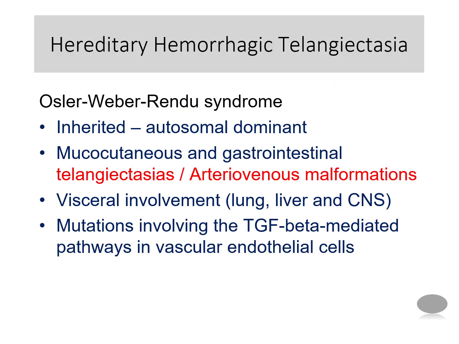So I'll discuss several entities that could have skin manifestations. And we'll start with hereditary hemorrhagic telangiectasia, also called Osler-Weber-Rendu syndrome. This is a disorder that's inherited as autosomal dominant. They have skin, mucous membrane, as well as gastrointestinal telangiectasias, which are dilated vessels, as well as arteriovenous malformations. And in addition, they can also have lung, liver, and central nervous system lesions.